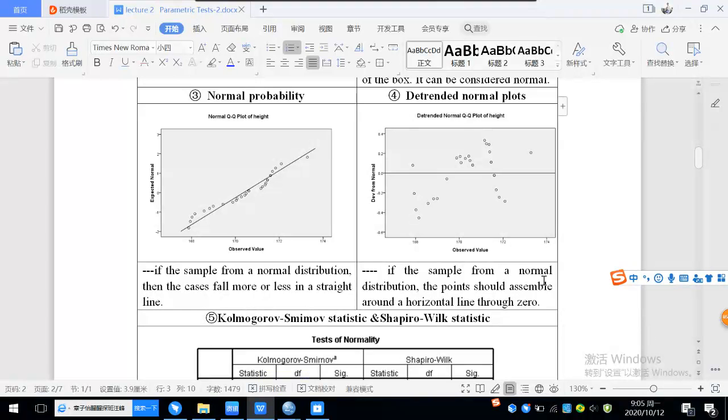Okay, here is the explanation. If the sample is from a normal distribution, the points should assemble around a horizontal line through zero. Just like I told you, if the samples are from a pure normal distribution, then the points should assemble on this zero horizontal line. But most of the time, the samples of the variables are close to normal. So we would say it's close to normal distribution. Okay? Can you make sense?